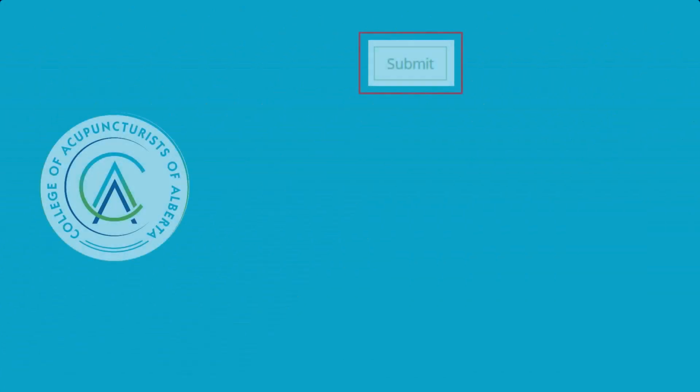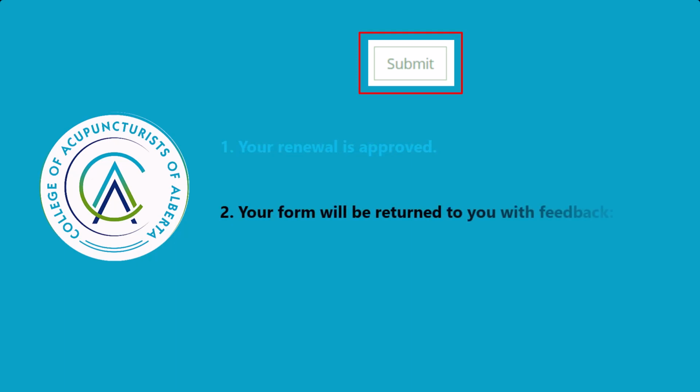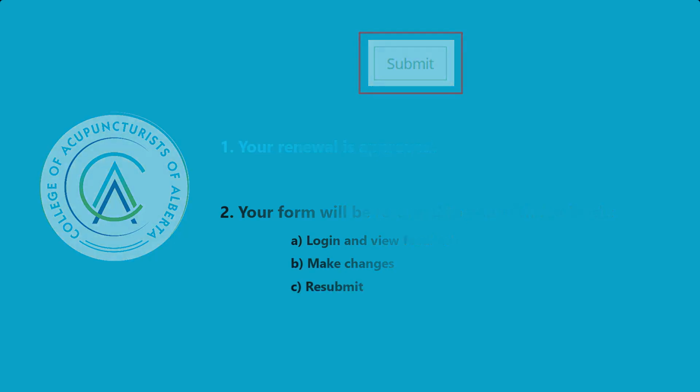Once you submit your renewal form, you can expect one of the following. You will receive an email stating that your renewal has been approved, or you will receive an email stating that your form has been returned to you with feedback from our staff. If this is the case, you will be required to log into your member portal to view the feedback, make changes or provide additional information as required, and then resubmit your renewal form.